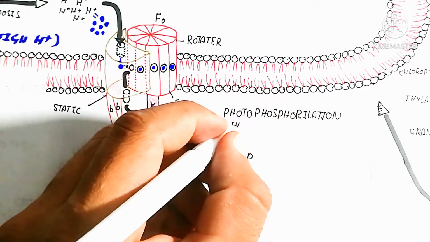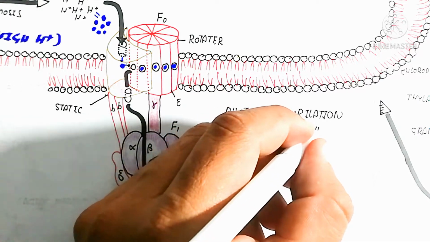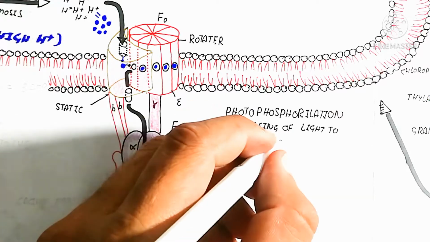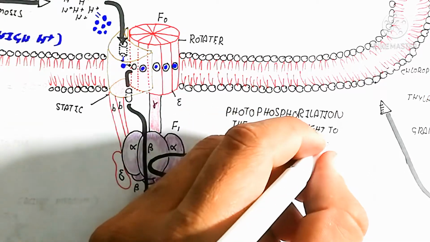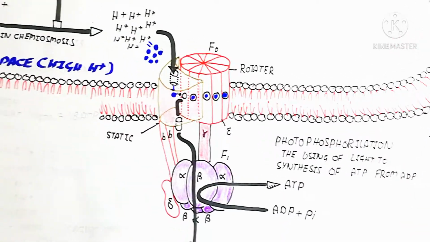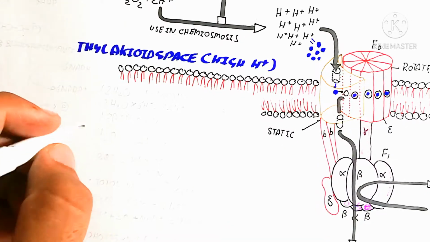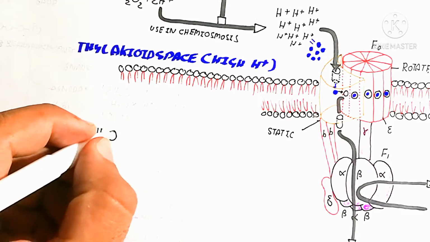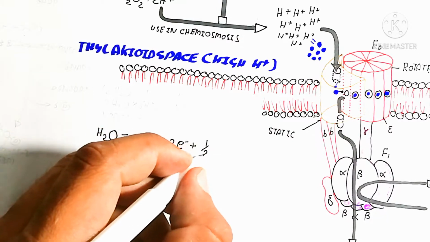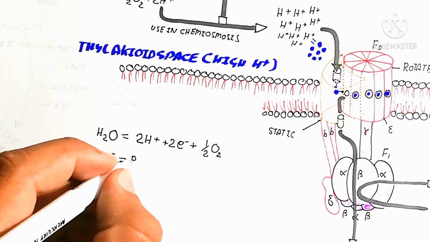It is important to know that this is photophosphorylation, the use of light to synthesize ATP from ADP. It means that this ATP is known as photophosphorylation. Why? Because it is using light. So this ATP is produced due to the use of light. So this reaction is known as the light reaction, or light-dependent reaction, while the other, the dark reaction, we will discuss later in this video.